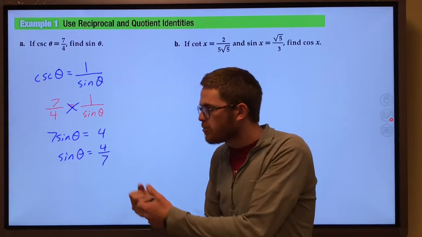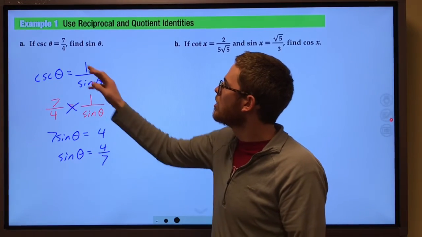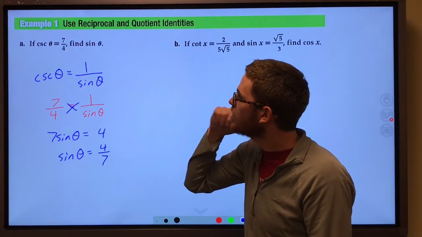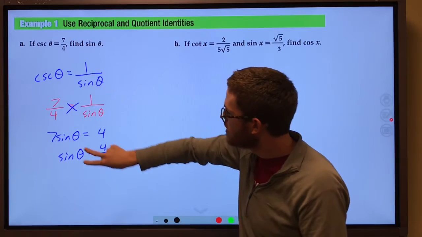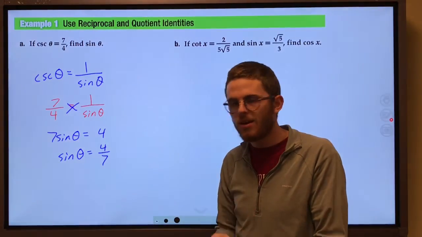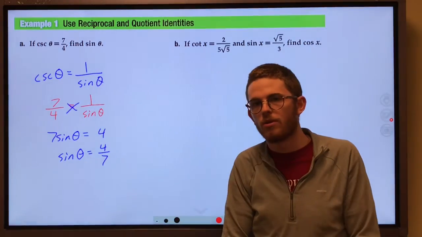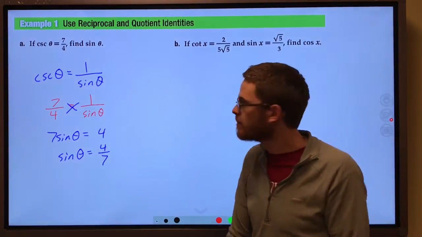This was pretty simple when we really go back and realize, okay, cosecant is the reciprocal of sine, so we can just flip that to get 4 sevenths. But when in doubt, use your identity. The identity you know, plug in what you have, look for what you're missing.